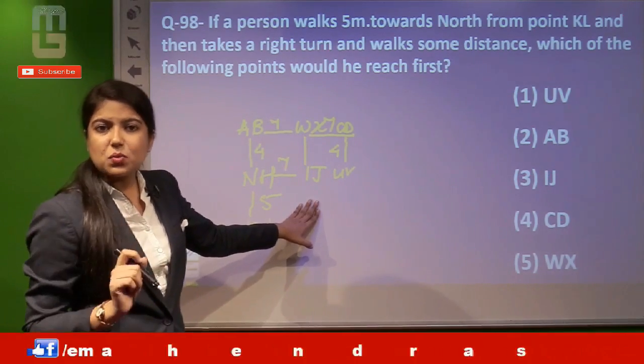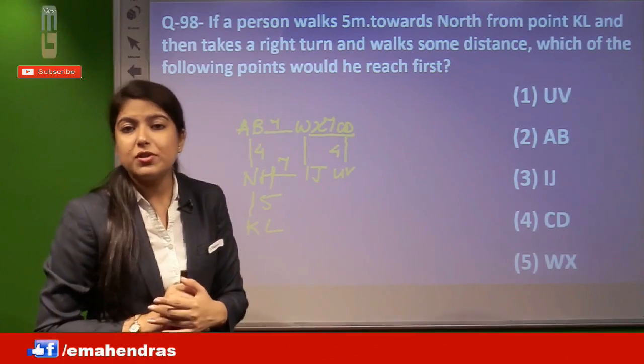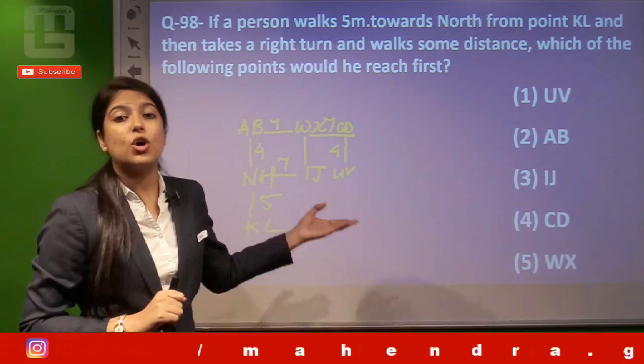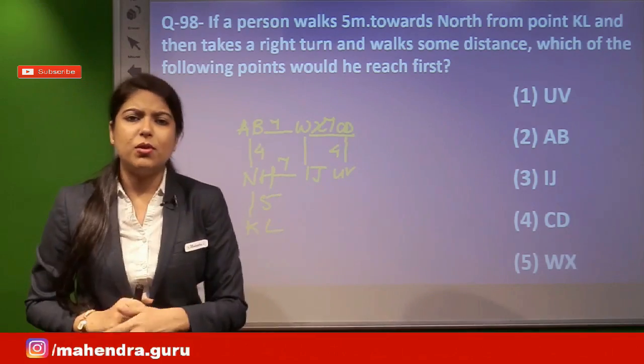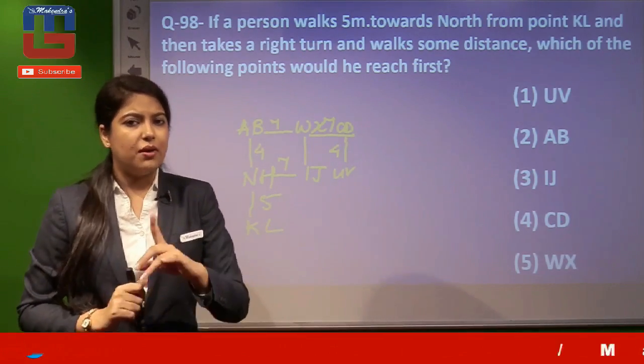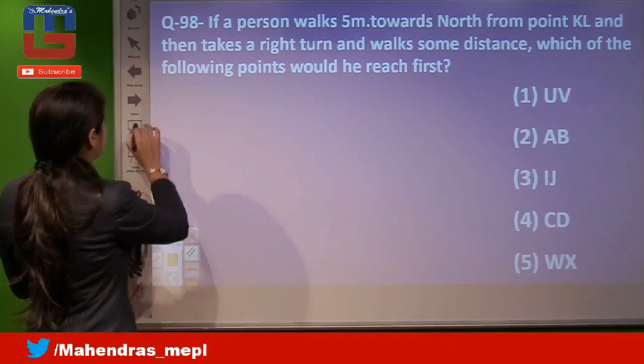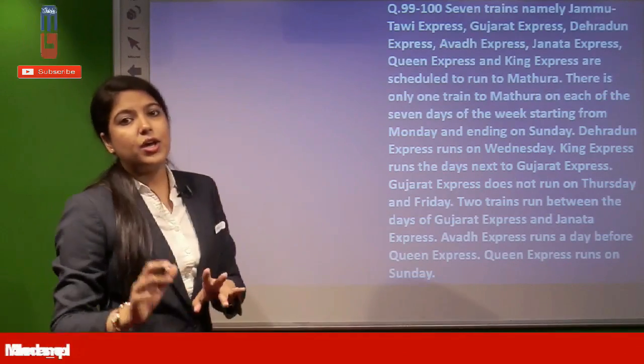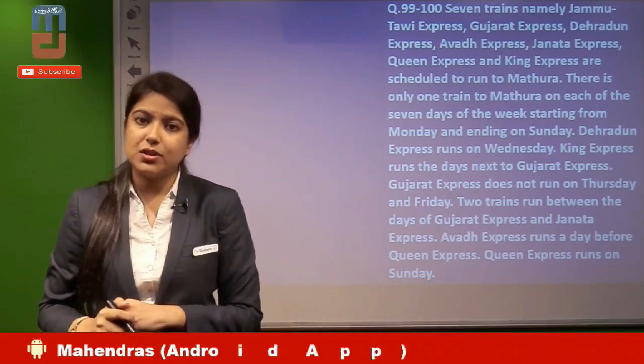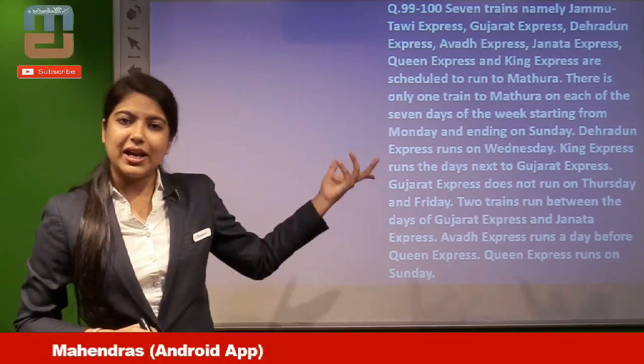So this was questions number 95 to 98 of your speed test number 34, which I have solved in front of you in the form of a direction based puzzle. Now let's move further with the next part. Here are questions number 99 to 100 for you all, again showing a puzzle.